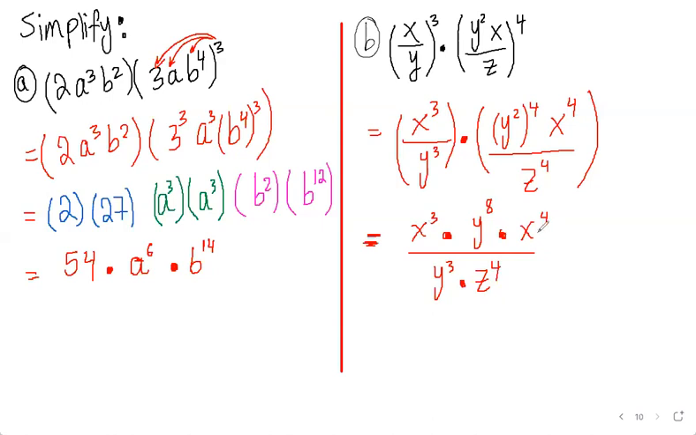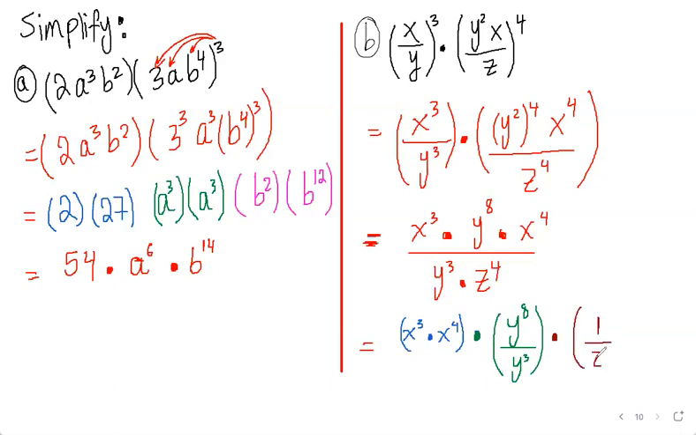Now let's combine the x together, the y together, and the z together. So this is equal to x to the power 3 times x to the power 4, times the y to the power 8 over y to the power 3, because this is in the denominator. And the last one is z. So the z will be something like this here: 1 over z to the power 4.